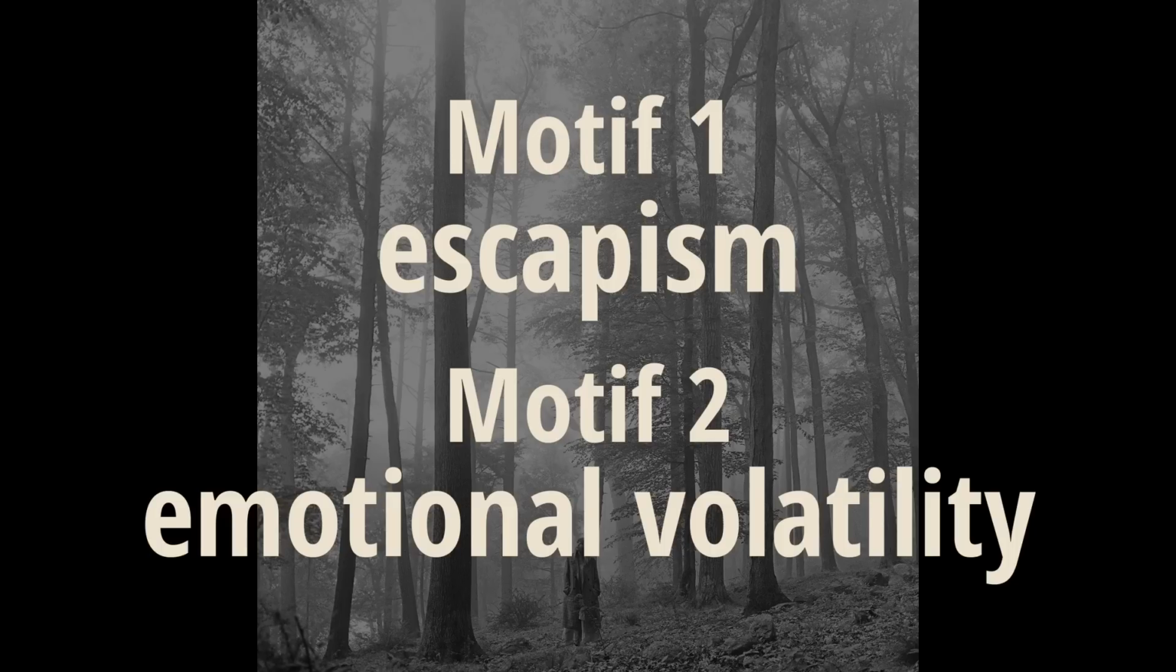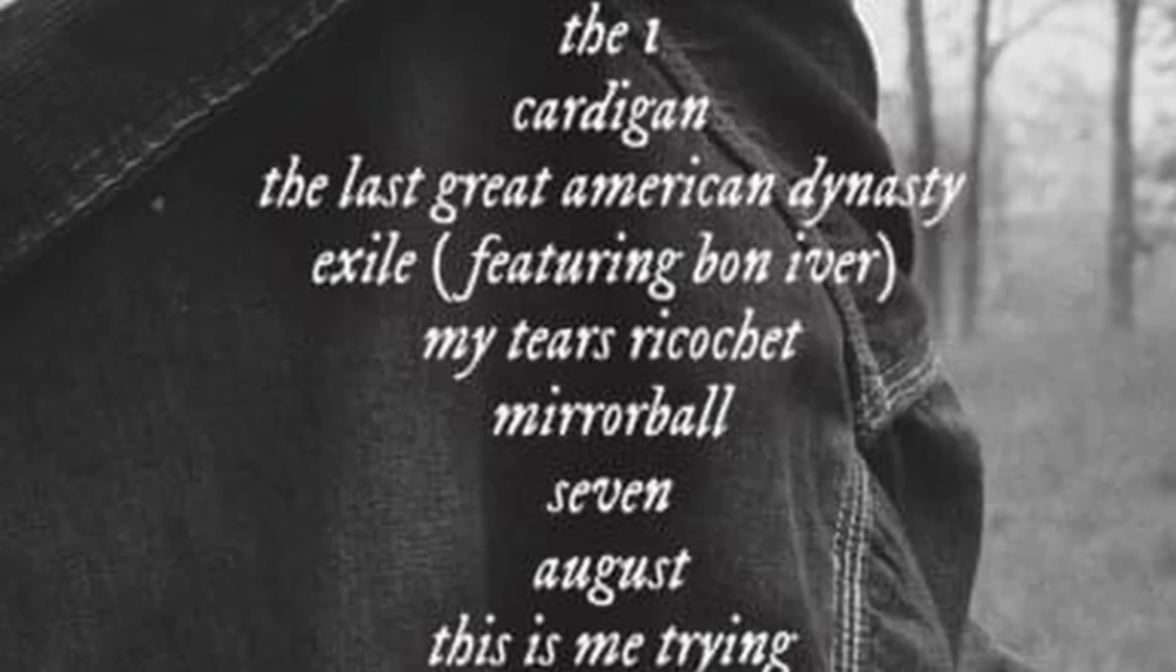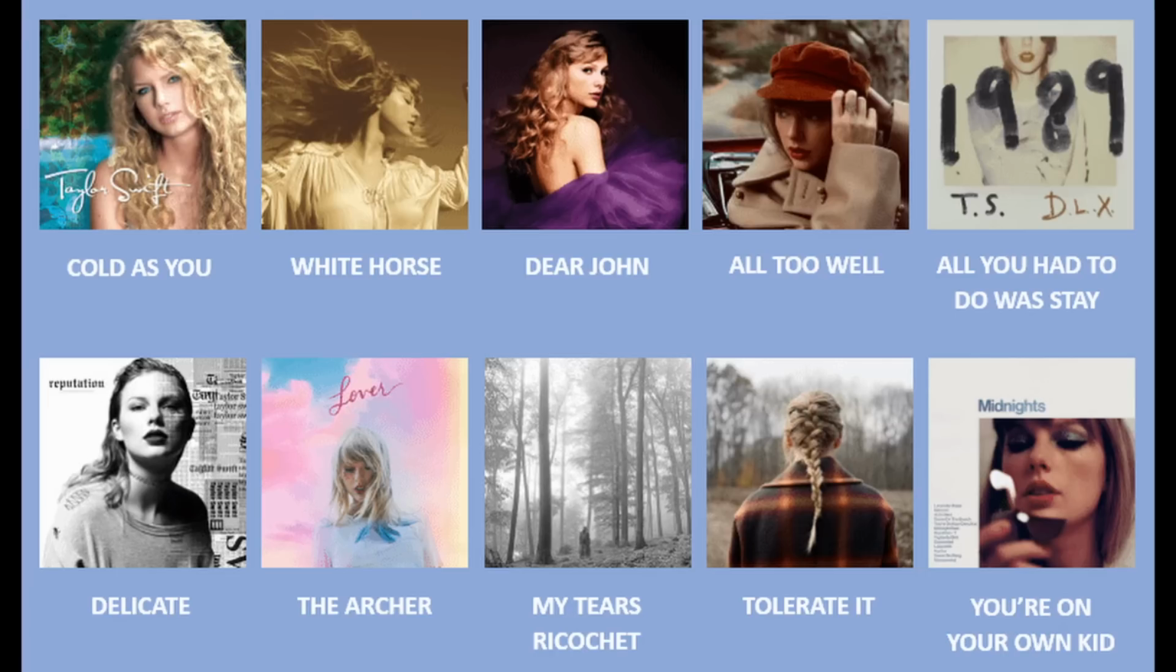So we have these two key themes, escapism and emotional volatility. And in a way, we've kind of touched on all the tracks in the album and how they fit in, except for one we still need to talk about, which is very, very important if you've watched my previous analyses, so don't worry, we're getting there.